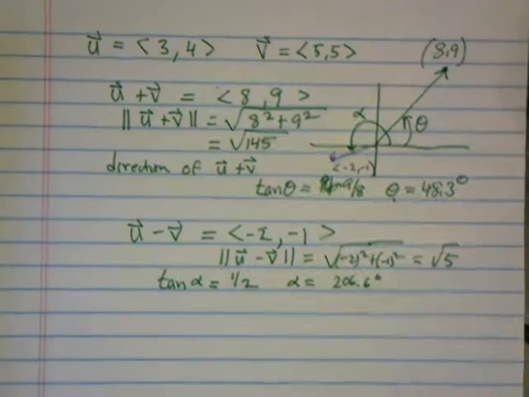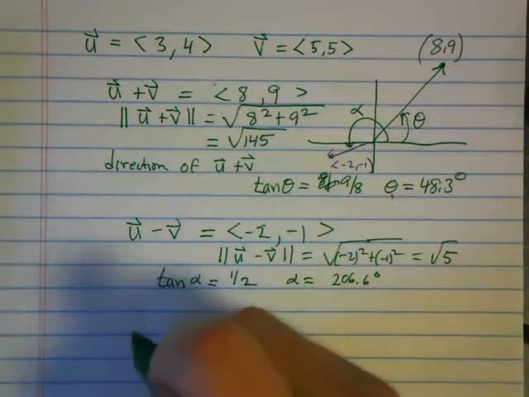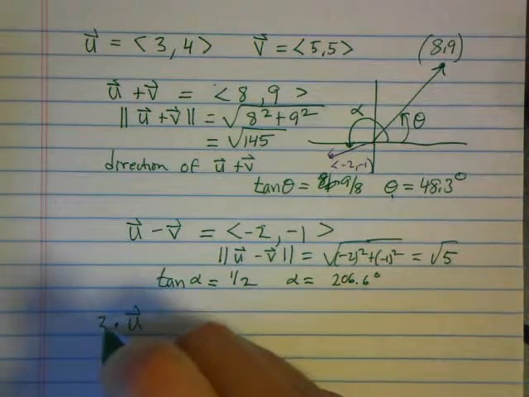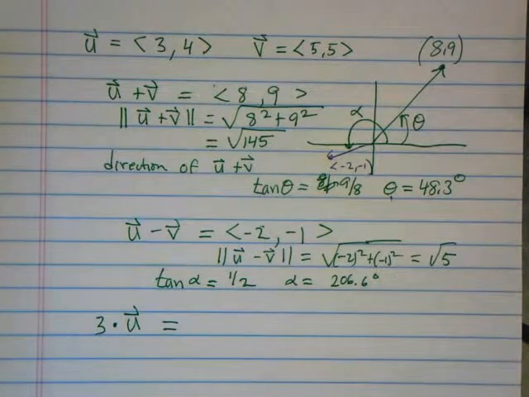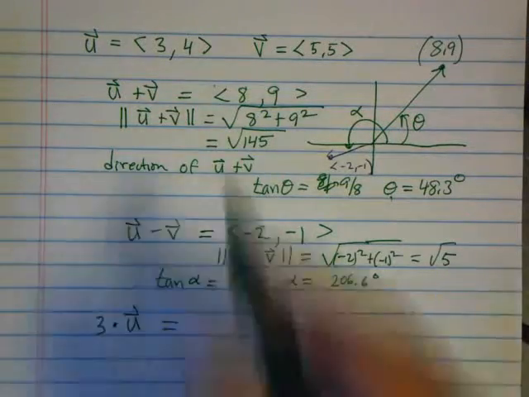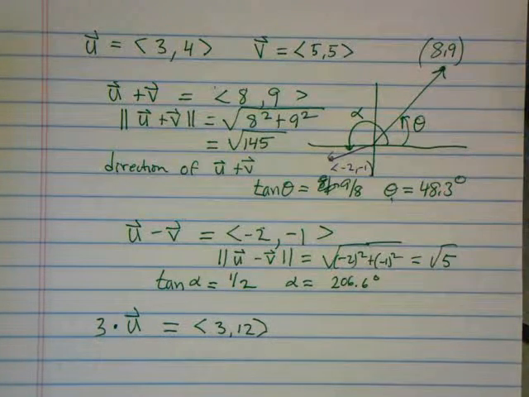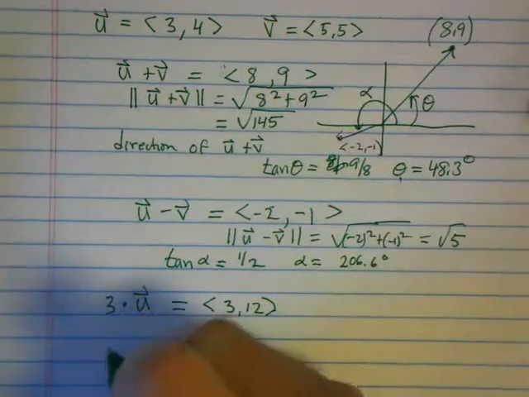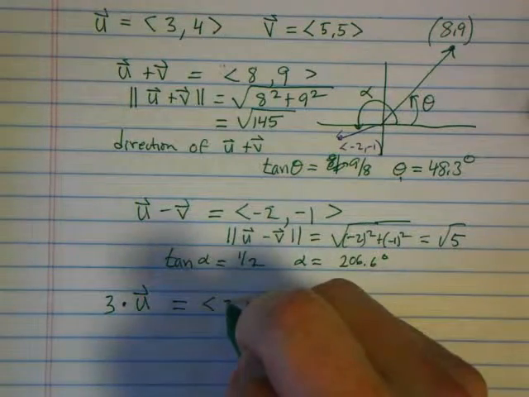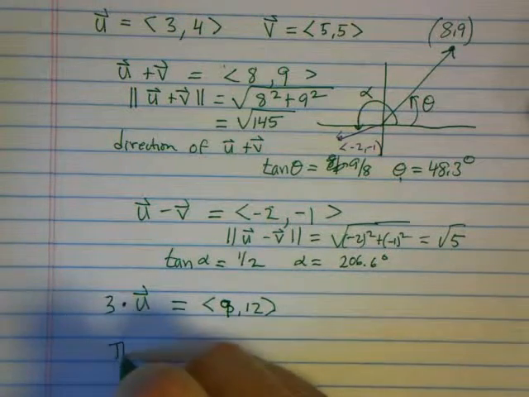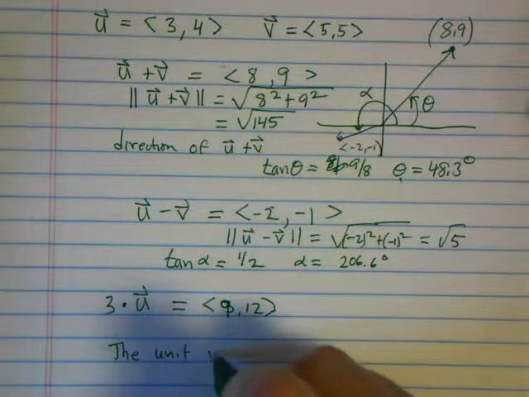All right, other questions I might ask. I might ask you to take the vector u and multiply it by 3. And again, you'd be very, very happy if I asked you that question because the answer is 9, 12. You just take the vector u and multiply both components by 3. 9 comma 12. Here's a new question. I might ask you to find the unit vector in the direction of u.